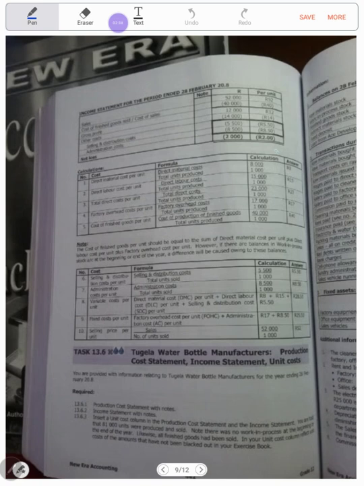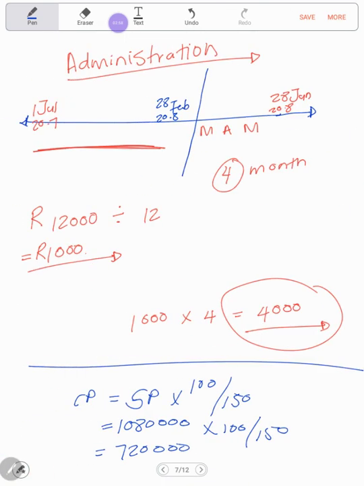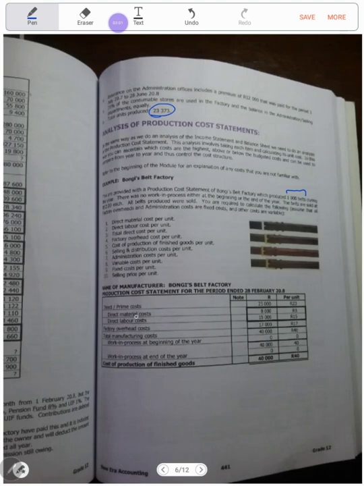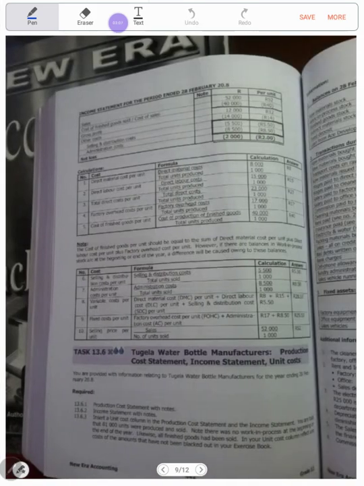So now you are going to be working out what they've asked you, the direct material cost per unit, and so forth. And they've given you the formulas in the middle. So the direct material cost per unit, we know that they gave us direct material cost, it was 8,000, and I divided it by 1,000 in order to get the unit cost of 8 Rand.